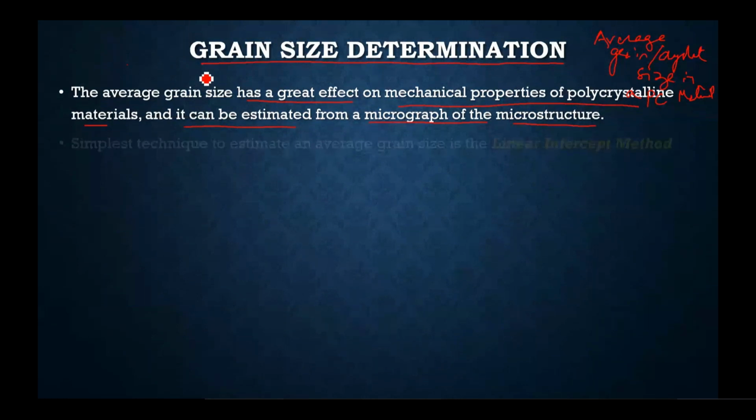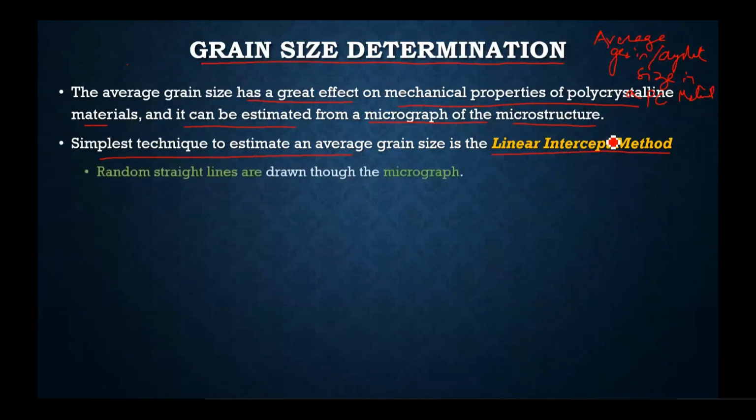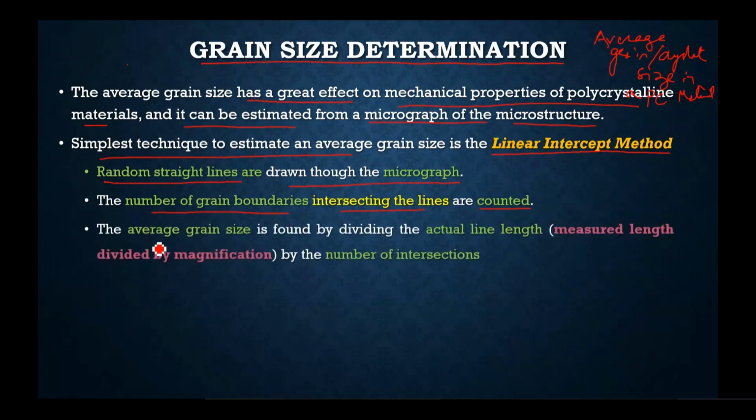But how do you calculate the average grain size? The simplest technique to calculate the average grain size is the linear intercept method. In this method, you draw random straight lines through the micrograph. The number of grain boundaries intersecting the lines is then counted. And to calculate the average grain size, the actual length of the line is divided by the number of intersections.